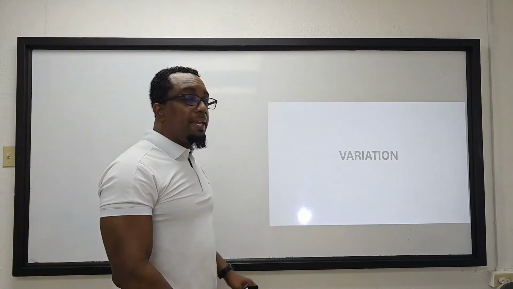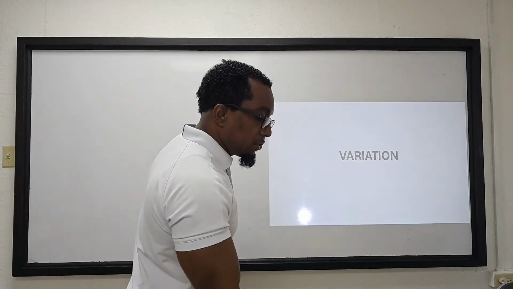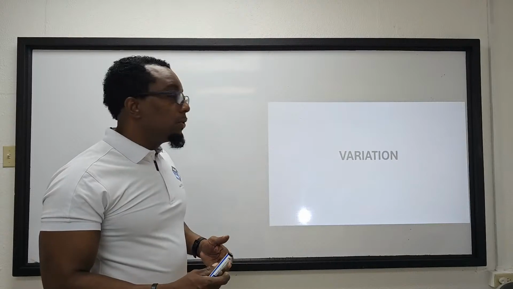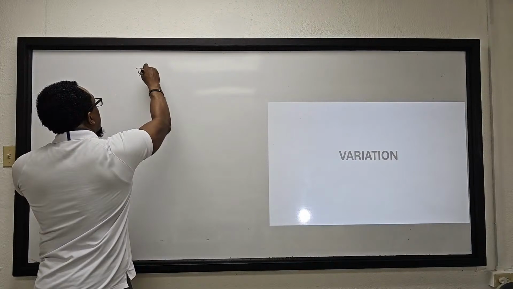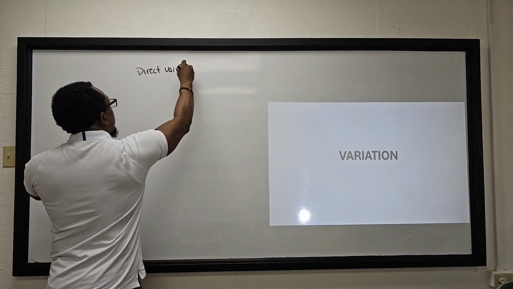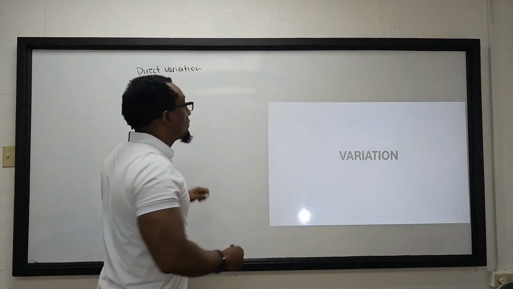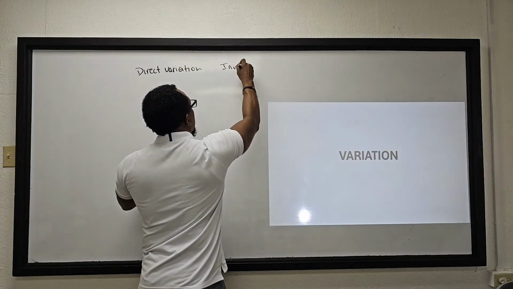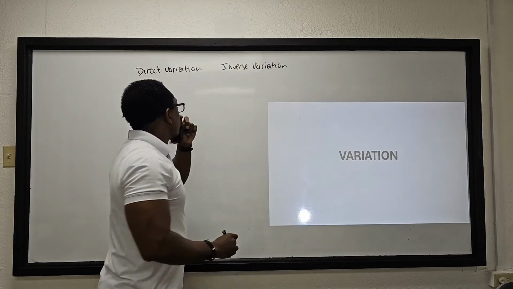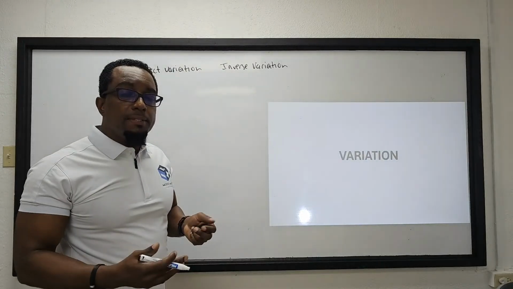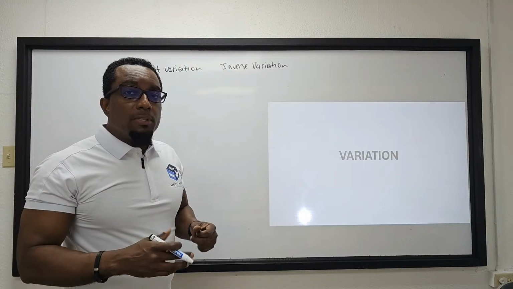So looking at variation, I want to make sure you understand variation. So note there are two types of variations. You have direct variation and you also have inverse variation. And if they indicate in your question, you're showing the relationship between two variables.